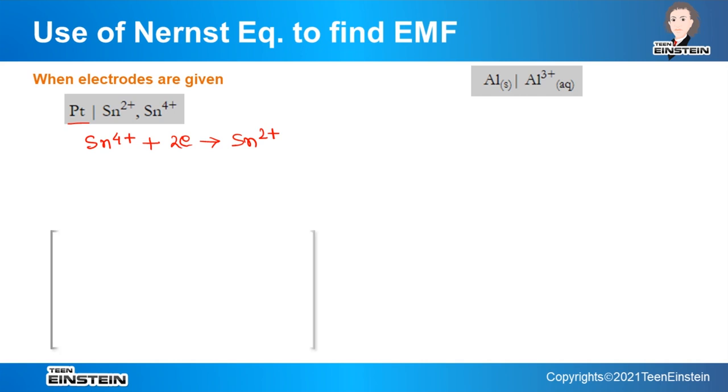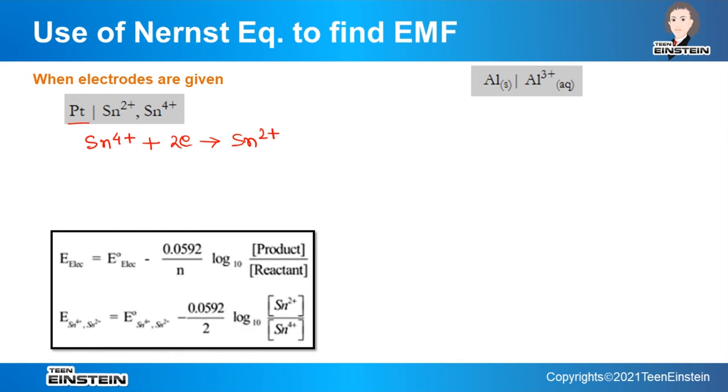So the Nernst equation will be: this is the EMF of the cell, then E0, that is the standard reduction potential of the cell. So the standard reduction potential is basically E0 of Sn4+ and Sn2+, which is also written here. Now this value, if it is given, we can calculate it.